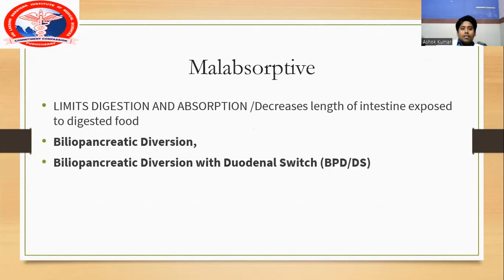So the third category is malabsorptive procedures, and this limits the digestion and absorption of the food. So we decrease the length of the intestine. So the length of the intestine exposed to the digestive food is very less. So these procedures are biliopancreatic diversion and biliopancreatic diversion with duodenal switch. There are 2 procedures. We'll see into it.